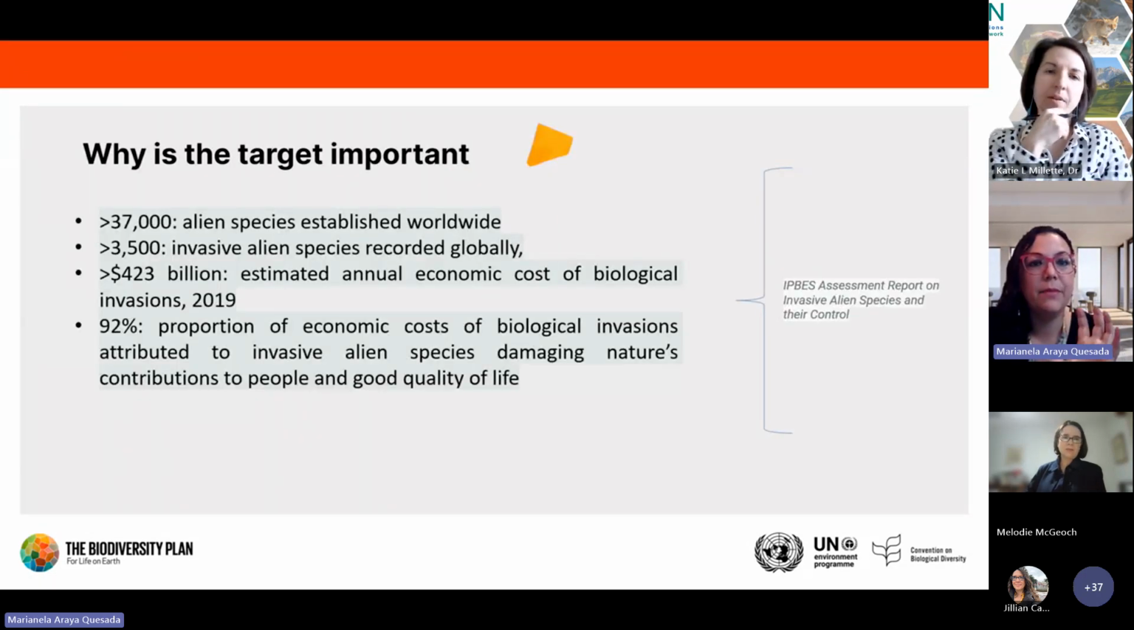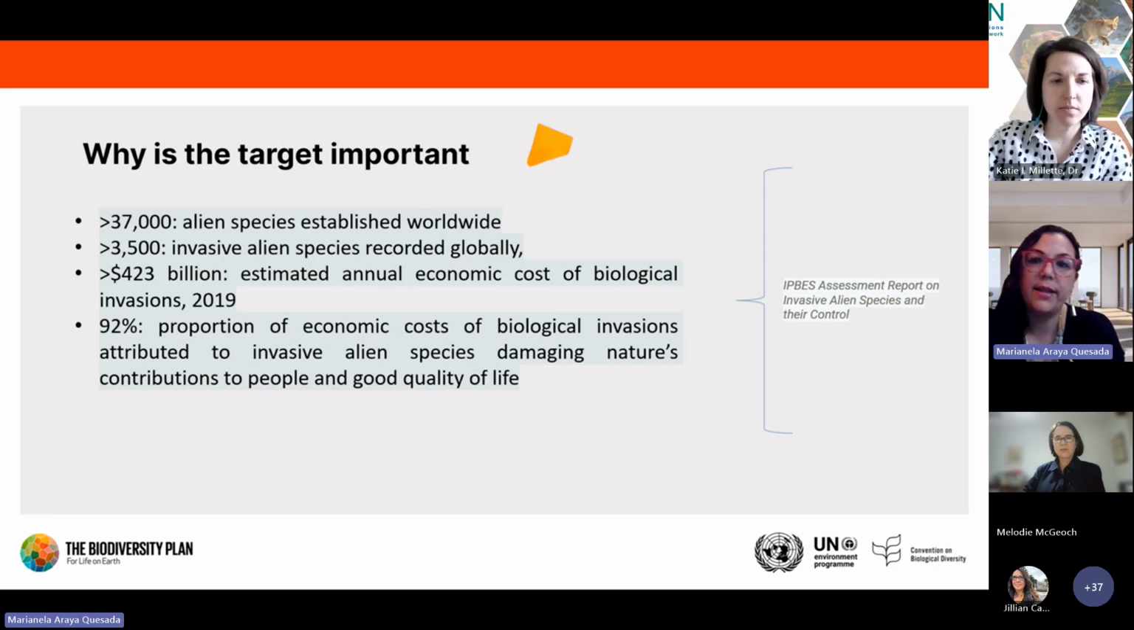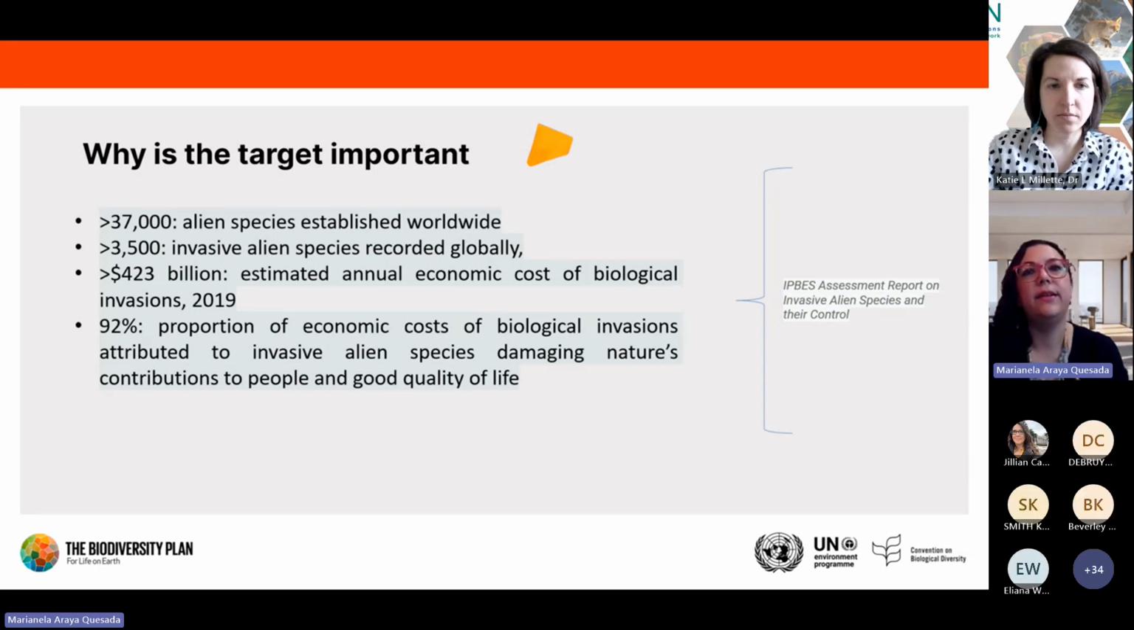So now let me very briefly discuss why the target is important. This information is coming from the IPBES assessment report on invasive alien species and their control. They mentioned that more than 37,000 alien species are established worldwide, and that 3,500 are invasive alien species that have been recorded. They also give us a number: approximately 423 billion is the estimated annual cost of dealing with biological invasions, and that was the data from 2019.